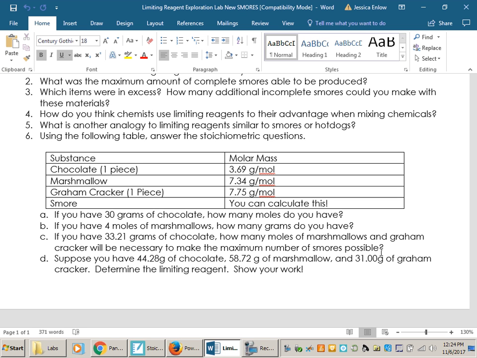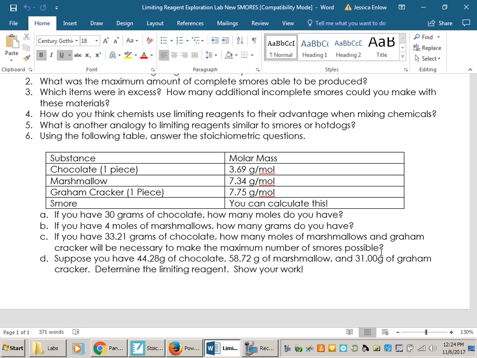I won't say the least amount of moles because their ratios are different. Because you had 1 chocolate, 1 marshmallow, 2 graham crackers. So you're on the right track though. Everybody with me? On D, you got to get grams of chocolate to moles of chocolate, grams of marshmallow to moles of marshmallow, and grams of graham cracker to moles of graham cracker.